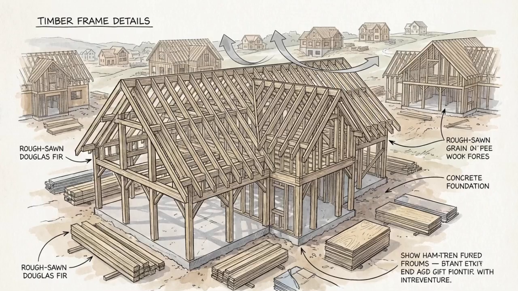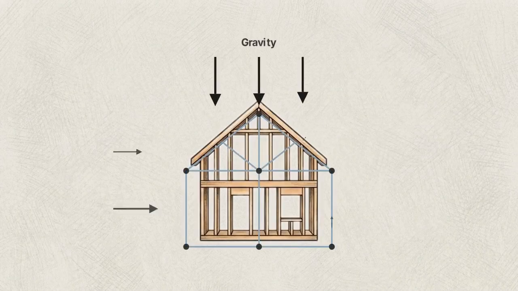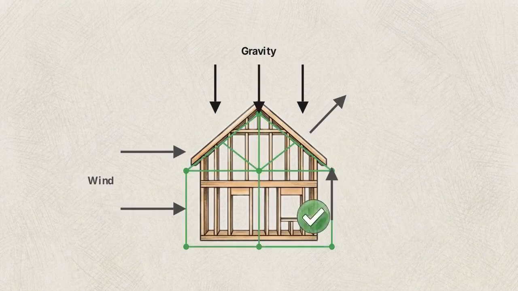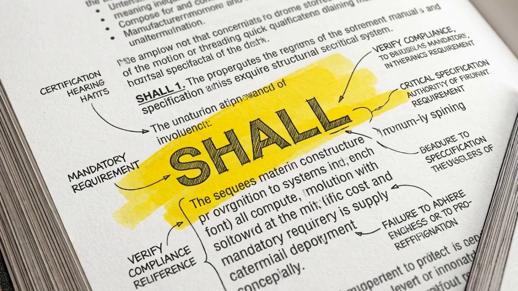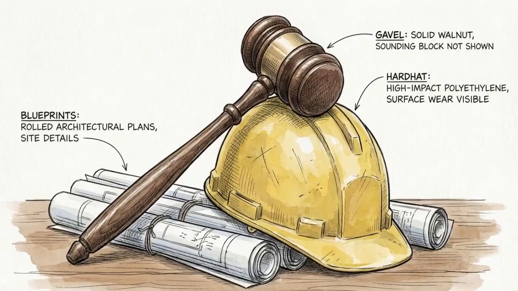AS 1684.2 governs the vast majority of Class 1 timber-framed construction in Western Australia. This standard provides the mathematical framework necessary to ensure a residential building can resist environmental loads. Structural compliance is a matter of precise calculation rather than builder intuition. Every shall clause in this code is a mandatory legal requirement. Ignorance of these clauses is not a valid defense in a building tribunal or court.